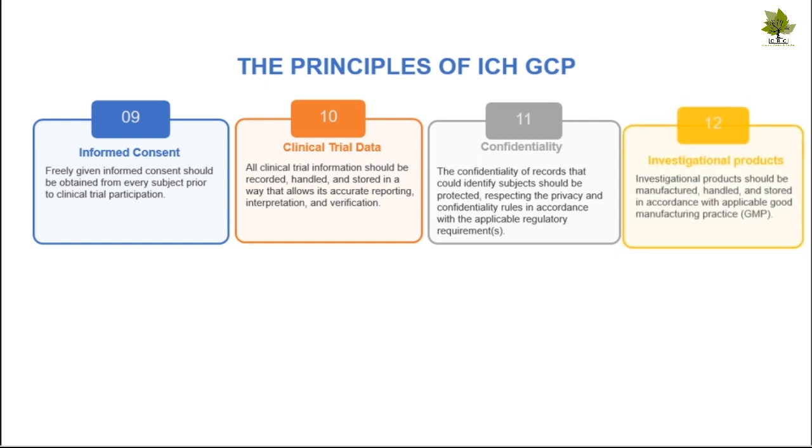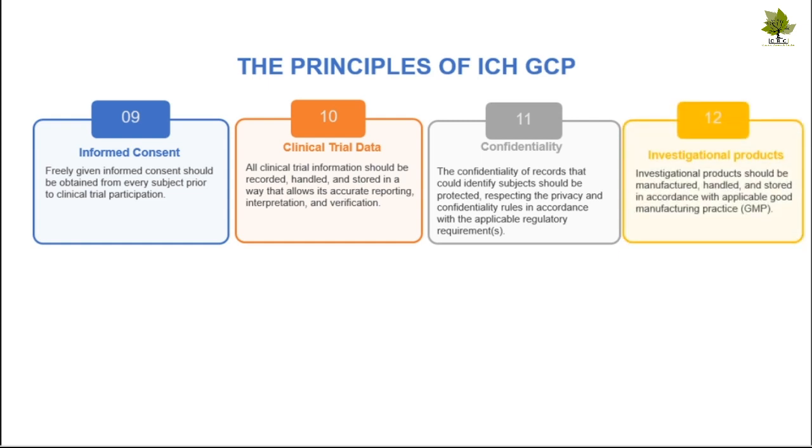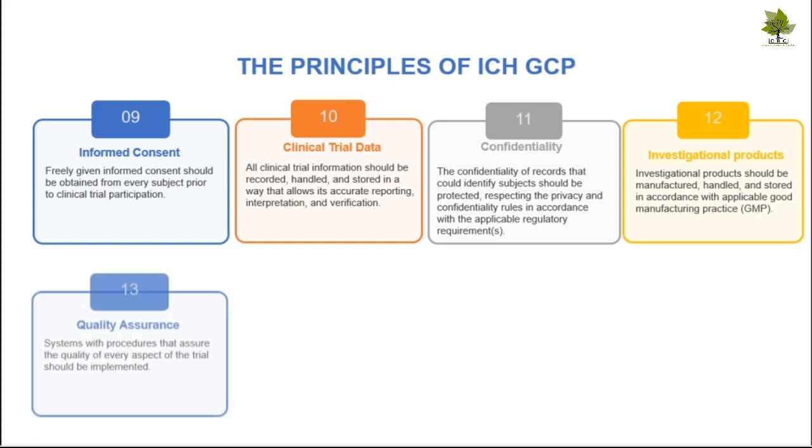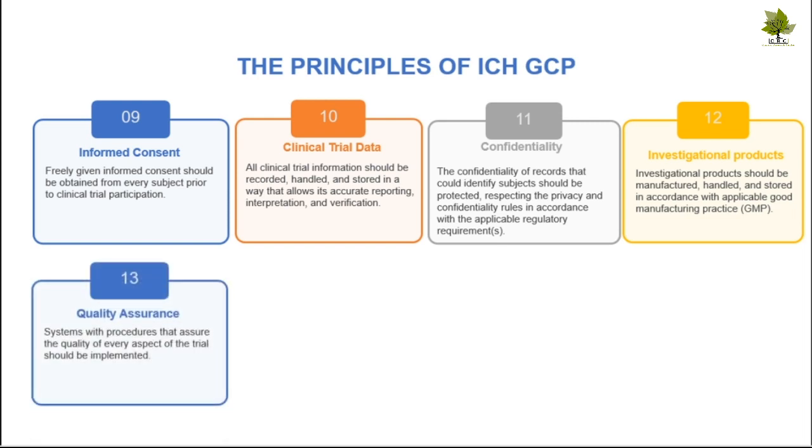The next principle is on investigational products. Investigational products should be manufactured, handled, and stored in accordance with applicable good manufacturing practice, GMP. They should be used in accordance with the approved protocol. The last principle of GCP guidelines is on quality assurance. Systems with procedures that assure the quality of every aspect of the trial should be implemented. Aspects of the trial that are essential to ensure human subject protection and reliability of trial results should be the focus of such systems. If you want to conduct a clinical trial involving human subjects, this GCP guideline should be followed.